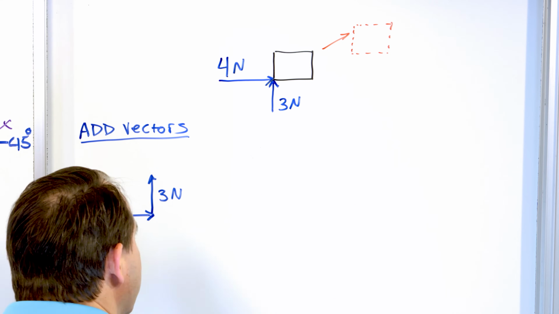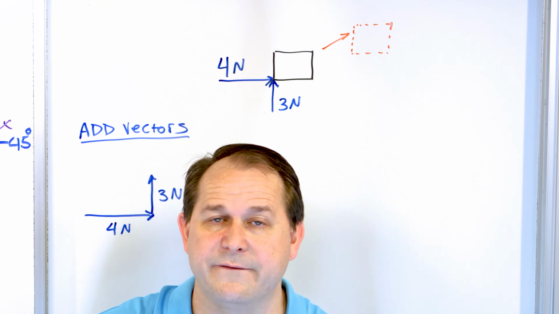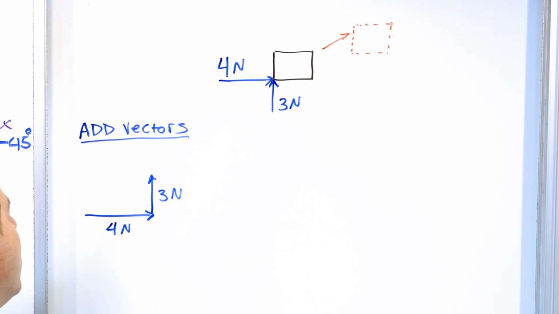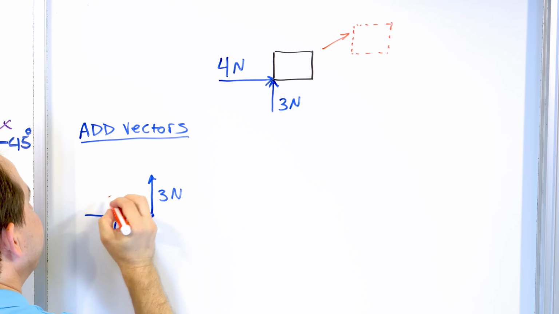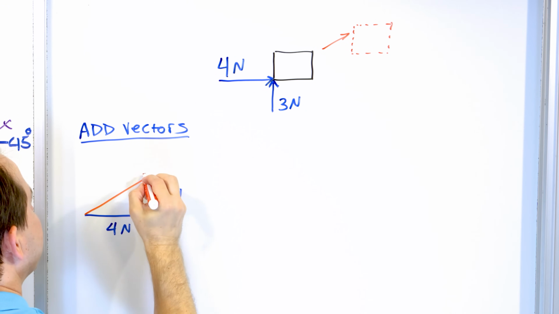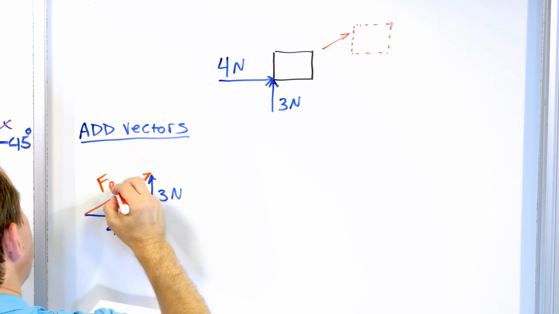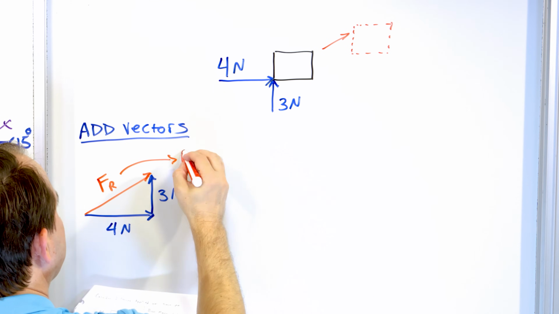And then to figure out what we call the resultant of these two vectors, or what we get when we add them together, what we do is we connect the starting point to the finish point of the other arrowhead. So this red one here is called the resultant. We call it F sub r, and I'm going to call that the resultant vector.